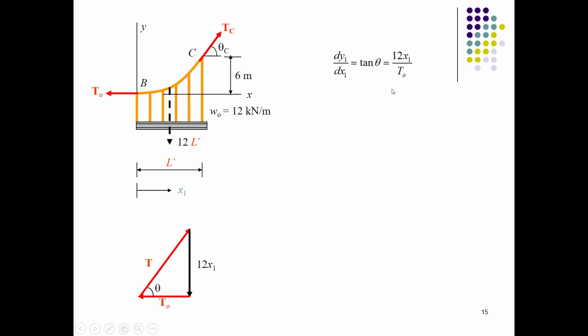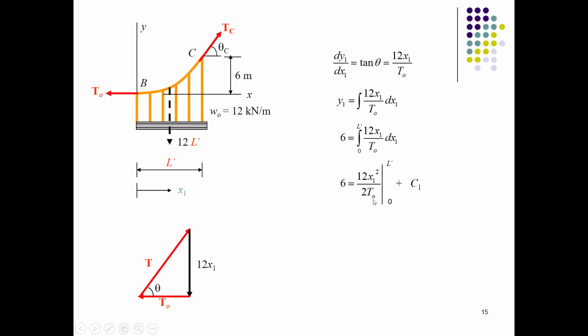If we integrate this equation with respect to x, then we will come to know that it will form a value of 12 into x1 over T naught, where the limit approaches 0 to L dash. On the other hand, we have x1, which is a differential or a slope difference, or we have a differential of y dash equals 6 meters. So what we can do is calculate the value of T naught from this equation by computing the value of x.